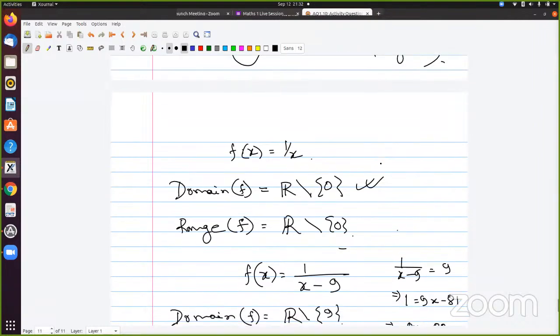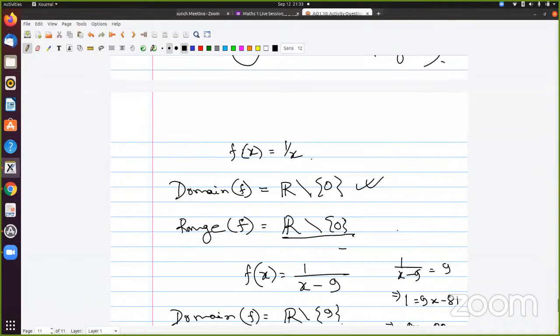For the range, can you get 0 as an output? No, sir. We don't know for what x it will become 0, right? So 0 cannot be an output, correct? And other than 0, everything I can get as an output, right? Is it clear? Other than 0, any real number we can get. There is some confusion for this one.